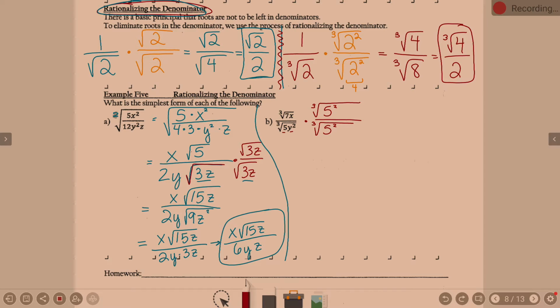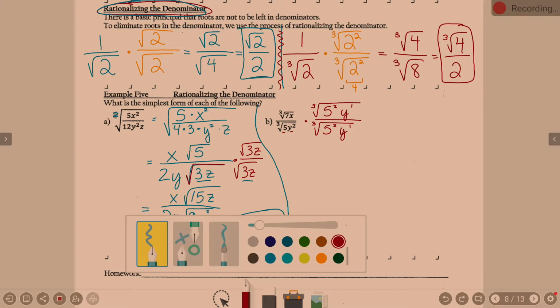Now let's talk about the y. How many y's do I have? 1 or 2? I have y squared, which is y times y, so that's 2 of them. How many does it take to make a perfect cube? 3 total, so I need 1 more. Does that idea make sense? So, if I have y squared, I can just multiply by y to the first. What I do in the denominator, I do in the numerator. That's how we're going to rationalize this one. I know it looks a little different, but I promise you it works.